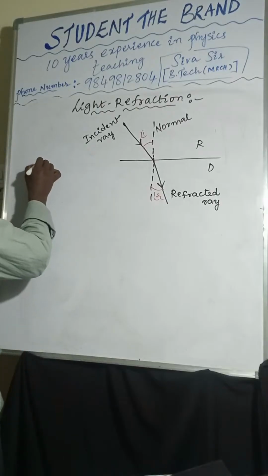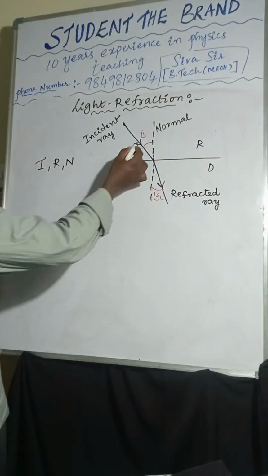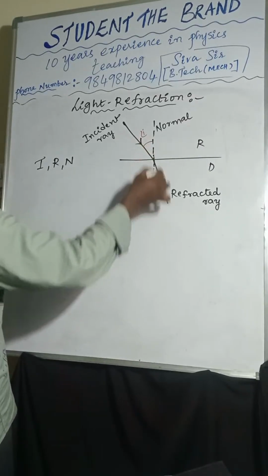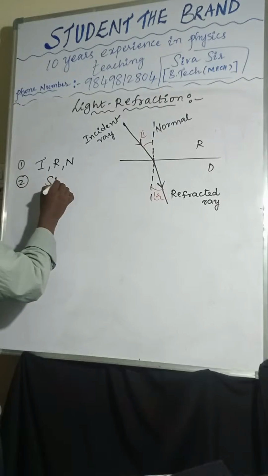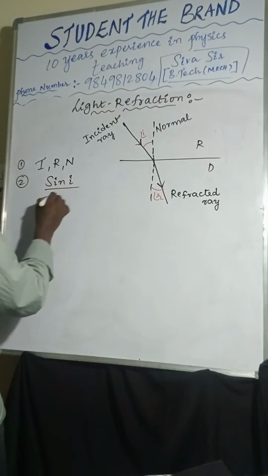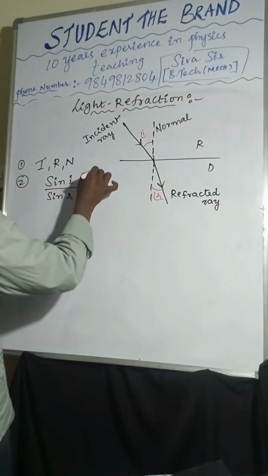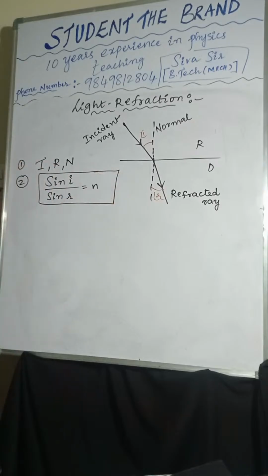So the incident ray, refracted ray, and normal line lie on the same plane. And the second point is: the sine of angle of incidence to the sine of angle of refraction is equal to a constant. Very, very important. Sine of angle of incidence to sine of angle of refraction equals constant.